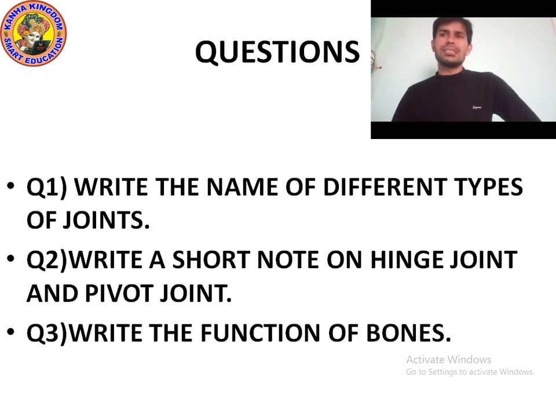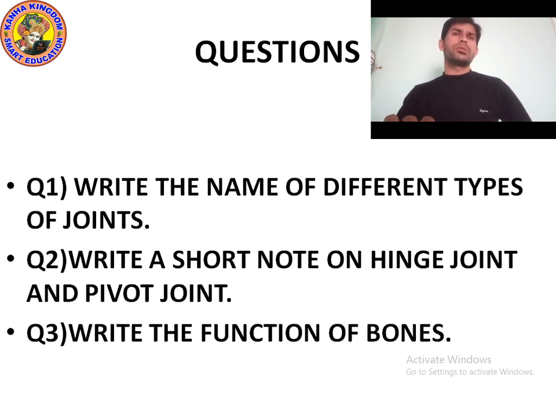Today we studied ball and socket joint. We also studied hinge joint and pivot joint. In the next class we will study gliding joint, which is also a movable joint, and fixed joint, which is an immovable joint.